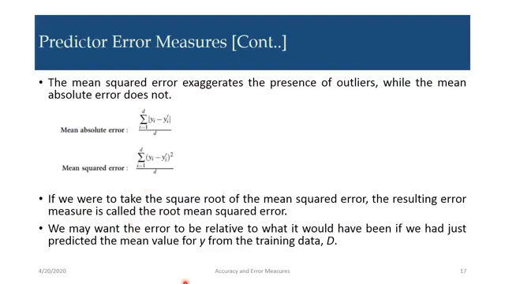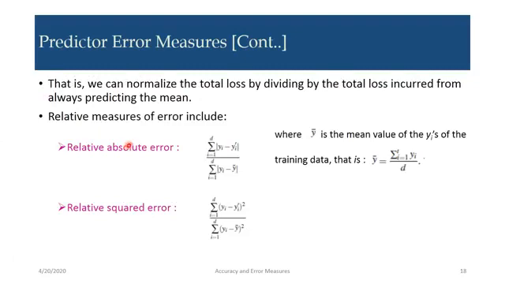We may want the error to be relative to what it would have been if we had just predicted the mean value for y from the training data d. Suppose we have just calculated the mean value of y from the training data d. That is, we can normalize the total loss by dividing by the total loss incurred from always predicting the mean. It is reflected in the formula.